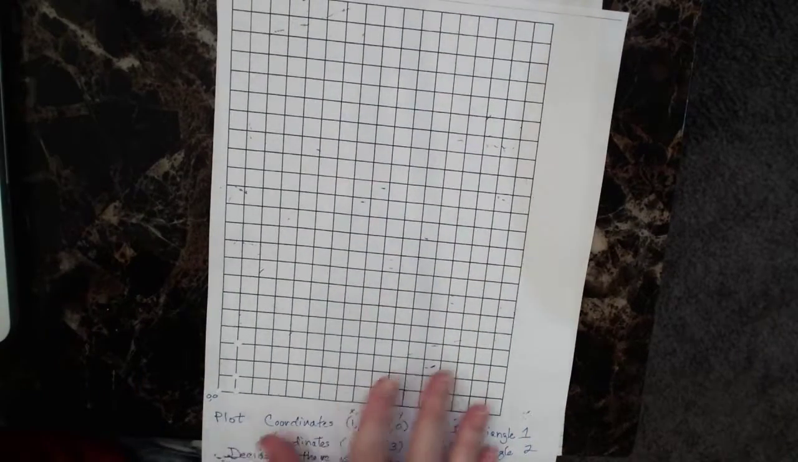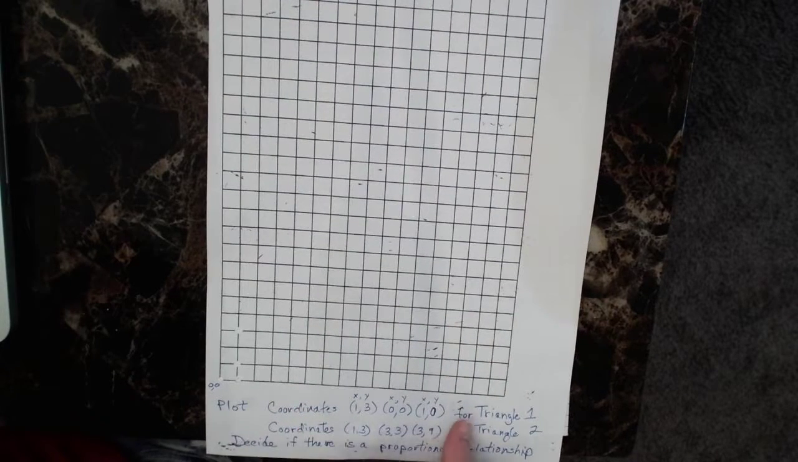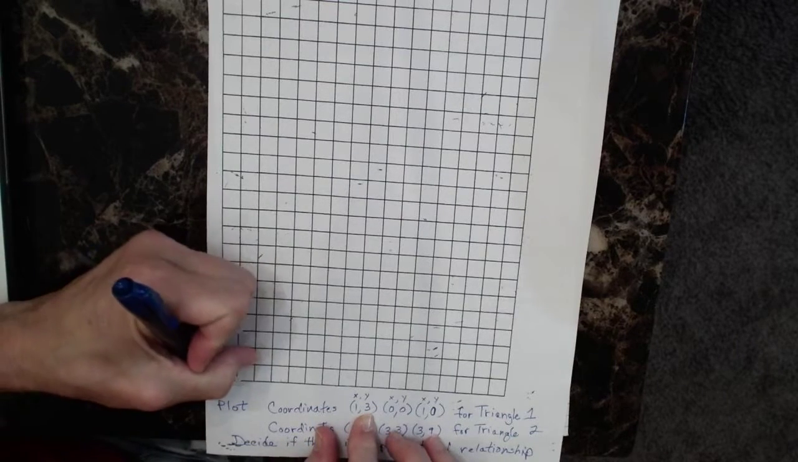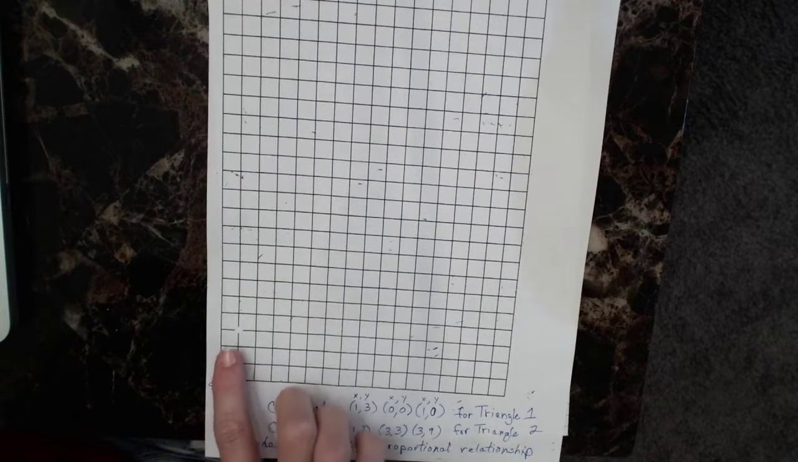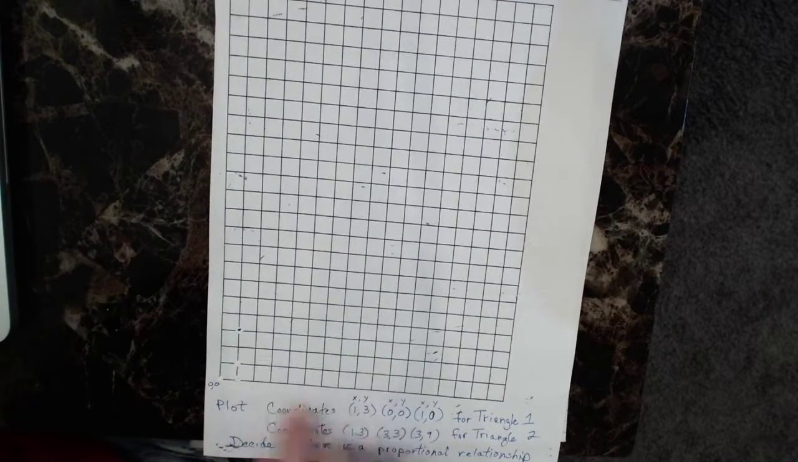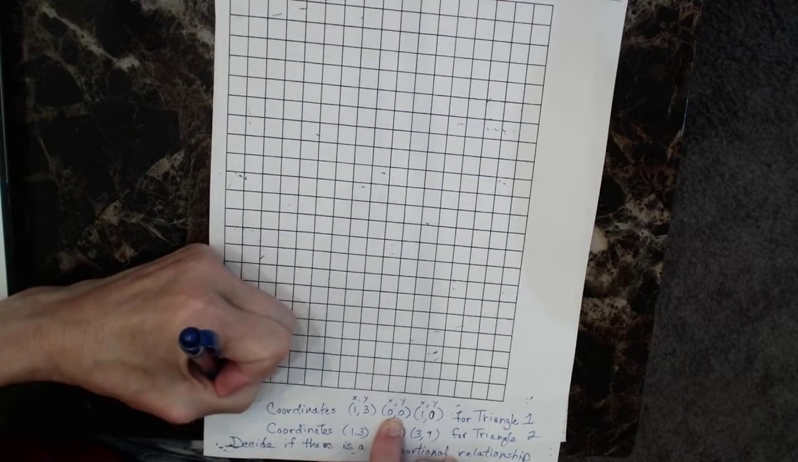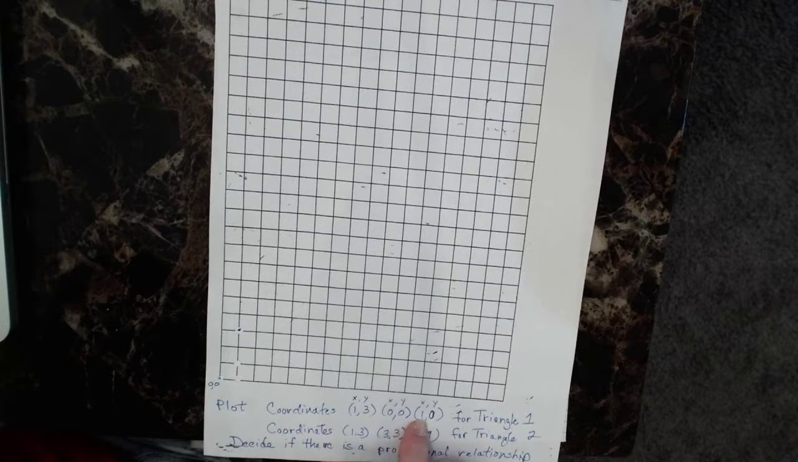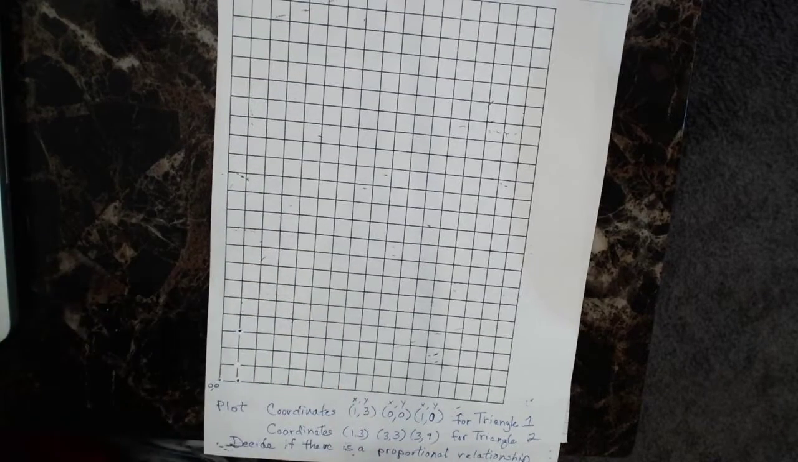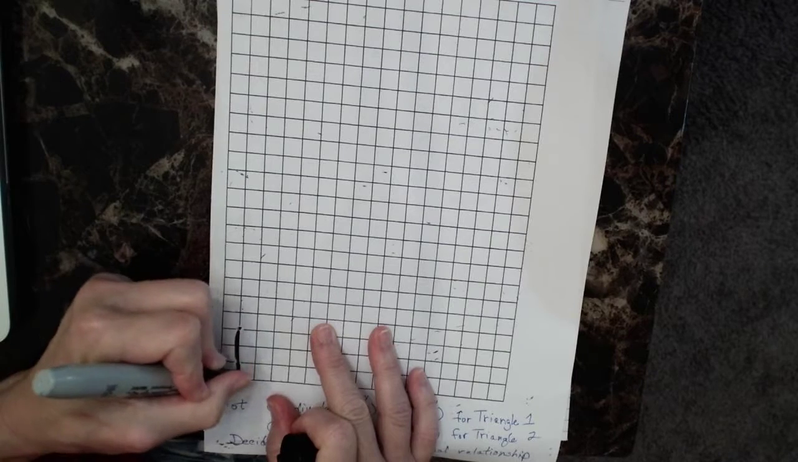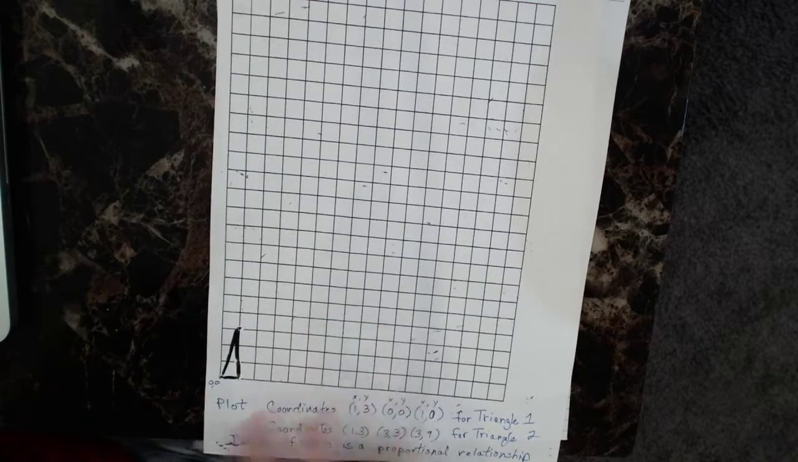So our next task is to plot the points for two triangles and decide if there is a proportional relationship. So first we're going to plot the coordinates 1, 3. So here's 0, 0, our origin. 1 is over 1, up 3. 0, 0 is here. And over 1, up 0 is here. So we have a triangle that looks like that.